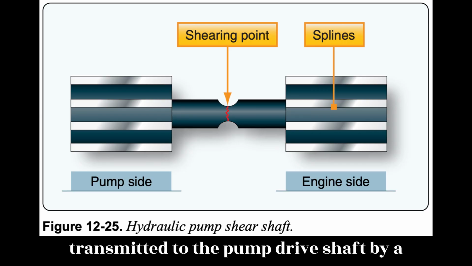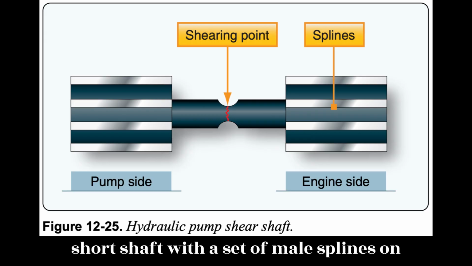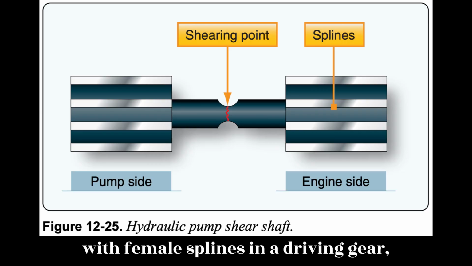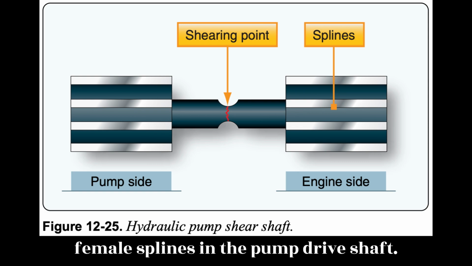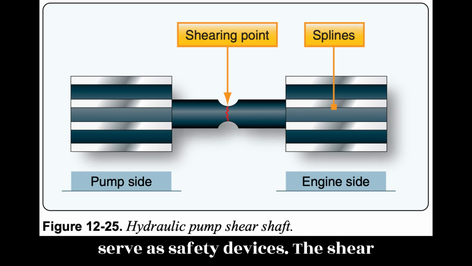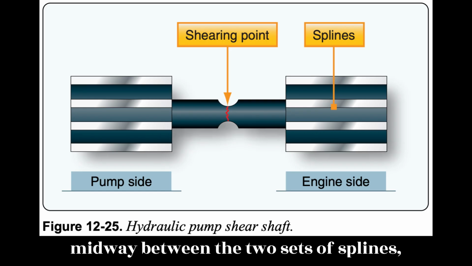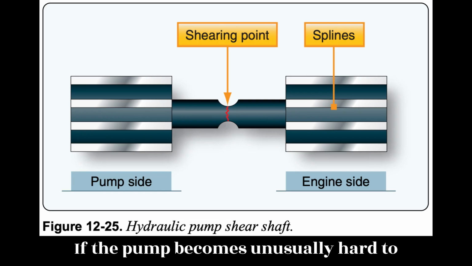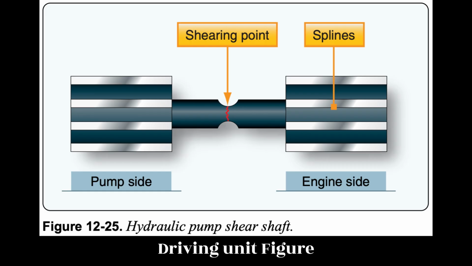Torque from the driving unit is transmitted to the pump drive shaft by a drive coupling. The drive coupling is a short shaft with a set of male splines on both ends. The splines on one end engage with female splines in a driving gear, and the splines on the other end engage with female splines in the pump drive shaft. Pump drive couplings are designed to serve as safety devices. The shear section of the drive coupling, located midway between the two sets of splines, is smaller in diameter than the splines. If the pump becomes unusually hard to turn or becomes jammed, this section shears, preventing damage to the pump or driving unit. Figure 12-25.